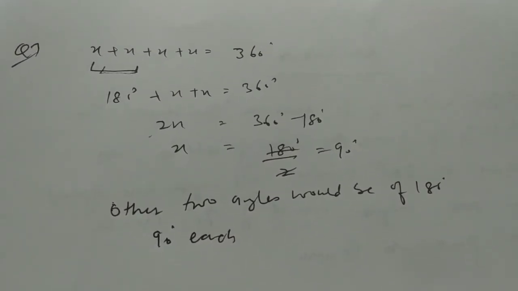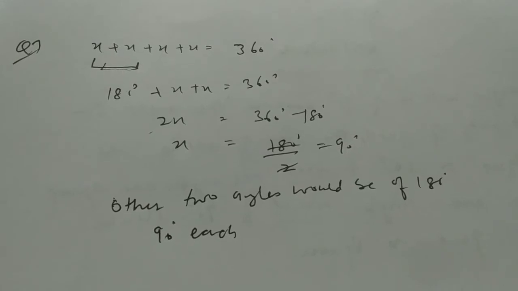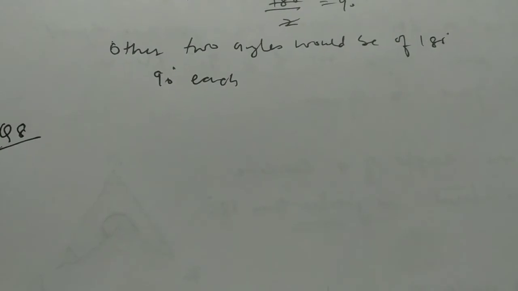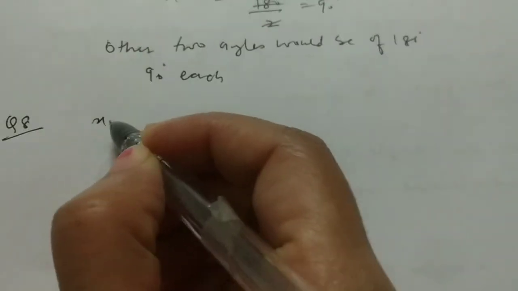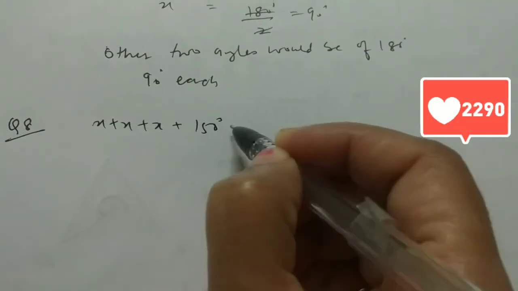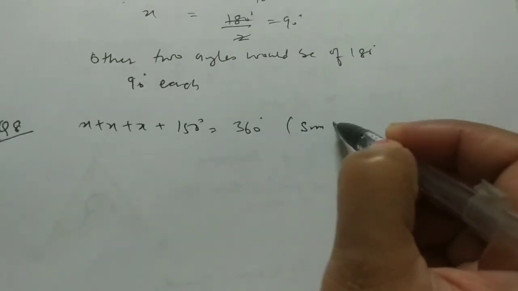Now come to question number 8, which says one of the angles in a quadrilateral is 150 degrees, the remaining three angles are equal, find the angles. So how would we do question number 8? It says three angles are equal and one of the angles is 150 degrees, the sum equal to 360 degrees. Why? Sum of angles of a quadrilateral.